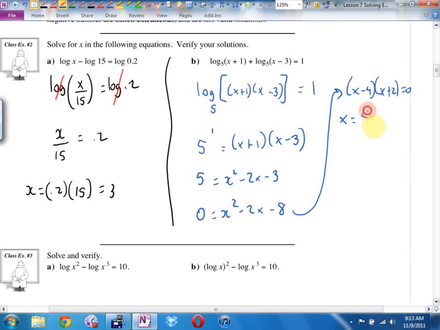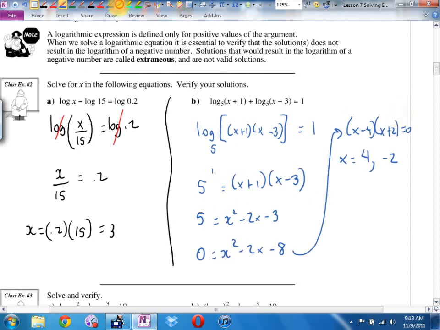Now, actually, for both of these questions, we're not quite done. There is one more thing you need to do. You need to check for what are called extraneous roots. You see, there are some numbers I can't take the log of. What can't I take the log of? Negatives or zeros.